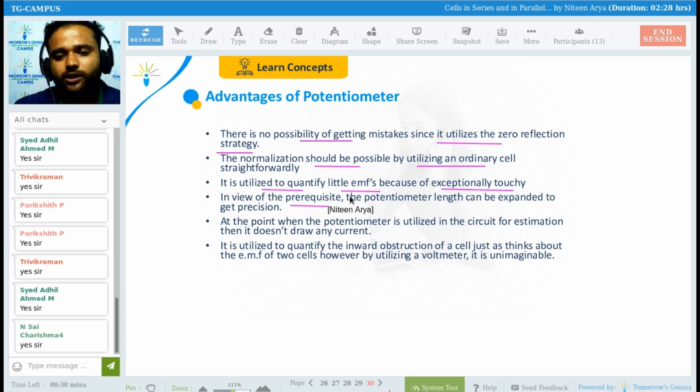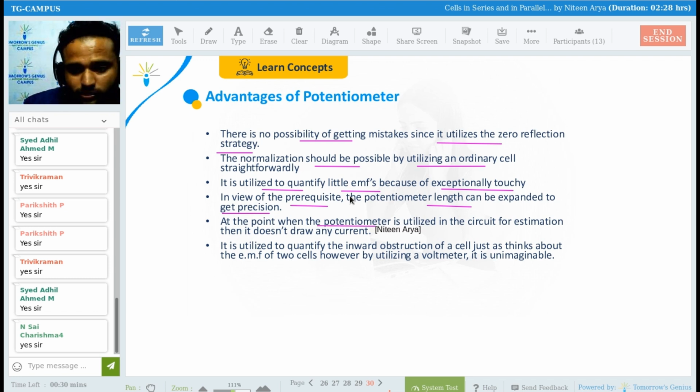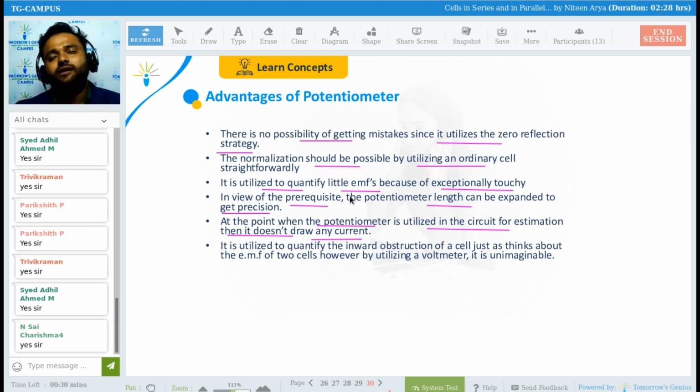In view of precision, the potentiometer length can be extended to get precision. The more the length, the more precision it is going to give you. Precision means more clarity, more closeness to the real number. When the potentiometer is utilized in a circuit for measurement, it does not draw any current. Current is going to be constant. So automatically you just get the voltage dependent on length, and whatever function you need to do with this.